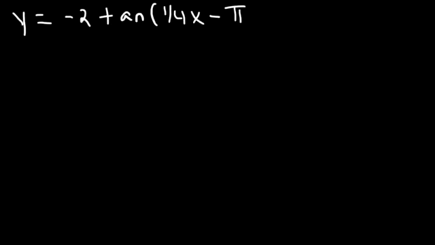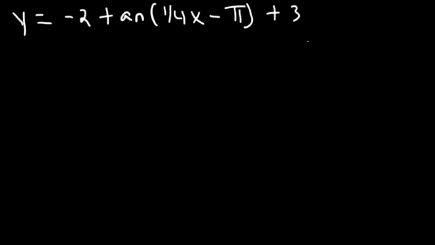So here's the last problem for today. Feel free to try it, and let's see if you remember how to apply everything you've learned in this chapter so far. So let's say that y is equal to negative 2 tangent 1/4 x minus pi plus 3.